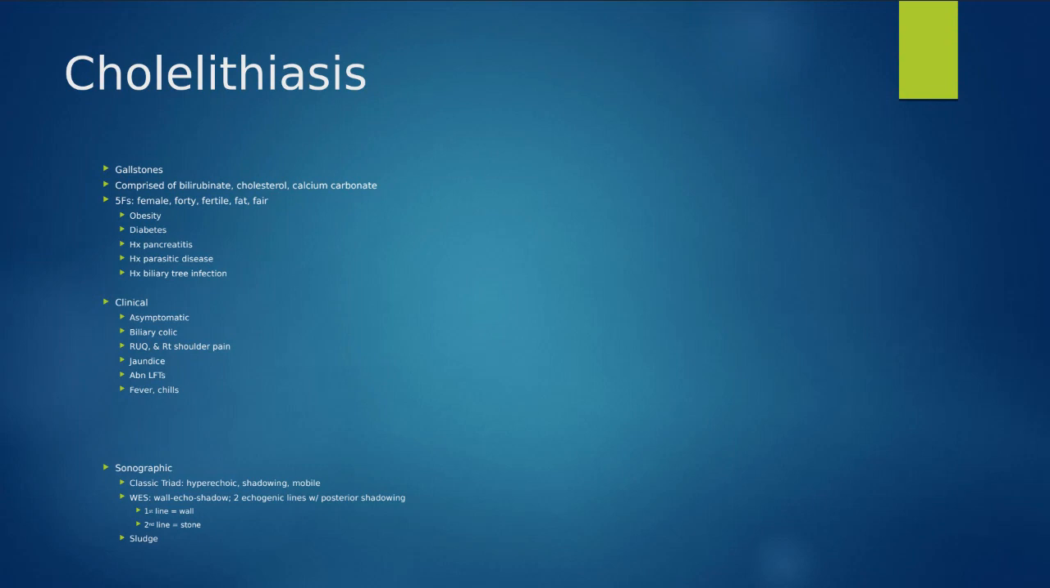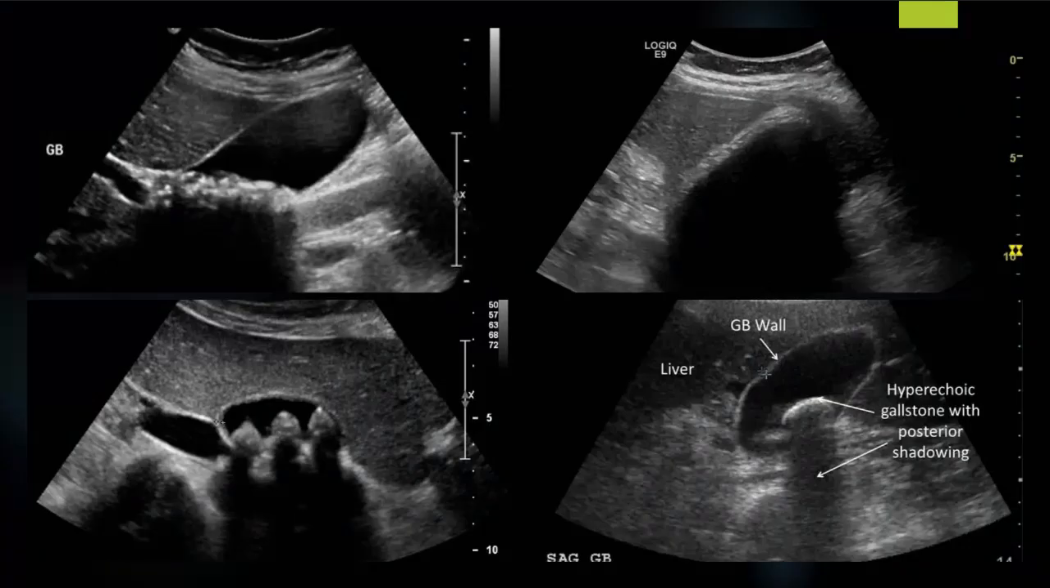We also see sludge in a lot of cases of cholelithiasis. So we want to make sure that if we are seeing sludge, that we are evaluating that sludge and making sure that there are no actual stones that are hanging out in that little pool of debris. So let's take a look at what some of the classic appearances of cholelithiasis can look like.